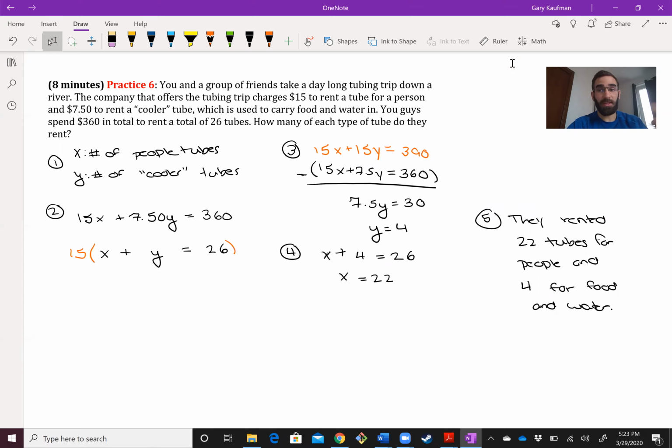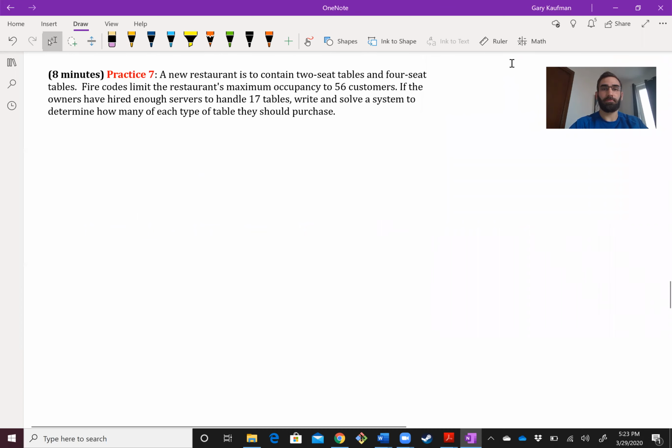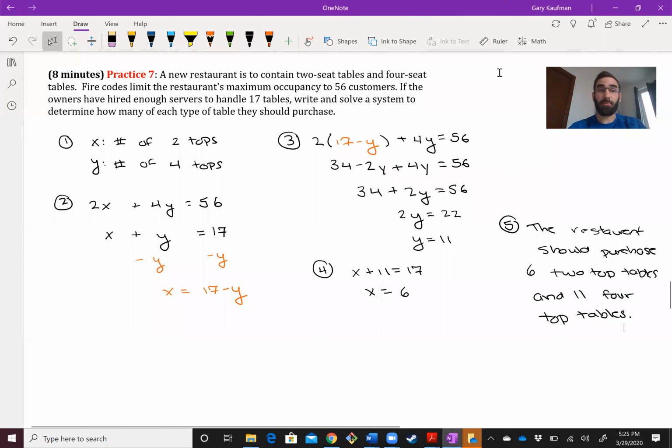Don't forget that you're making these corrections as you go, just in case. Practice 7. Go ahead. Here's the answer to practice 7. As I was saying, there are different ways to go about solving it. This way I did substitution just so that you can see the different methods of solving. Again, you could have done elimination and you would have arrived at the same answer. All right.